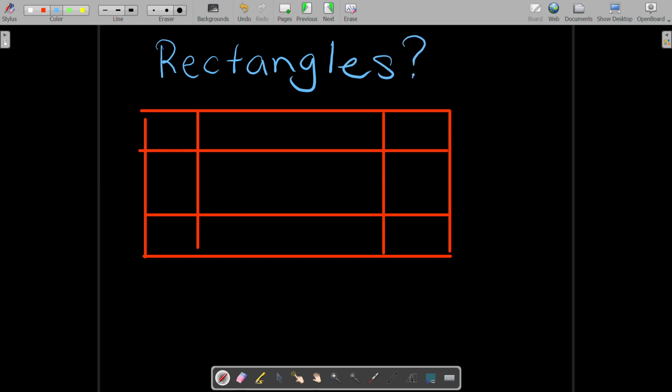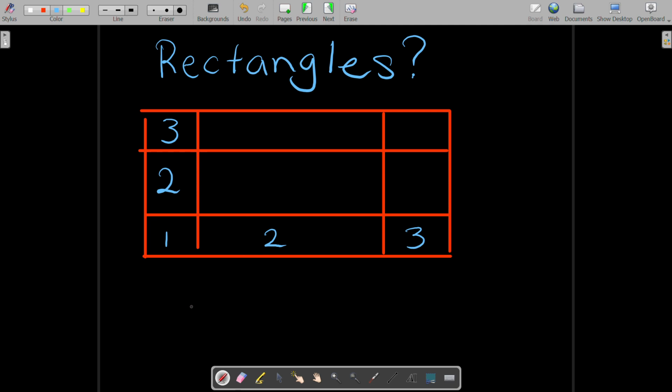How many rectangles do we have? Okay, so this strategy is similar to the first one about squares that we learned. There has to be an equal number of columns and rows. So we have 1, 2, 3 columns and 1, 2, 3 rows.